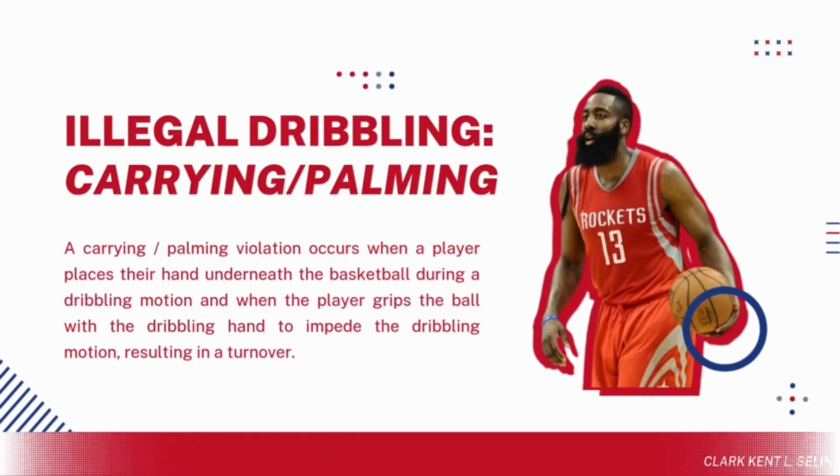Next one is illegal dribbling: carrying, palming. A carrying or palming violation occurs when a player places their hand underneath the basketball during a dribbling motion, or when the player grips the ball with the dribbling hand to impede the dribbling motion, resulting in a turnover.